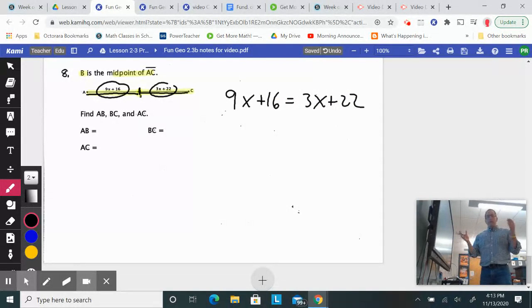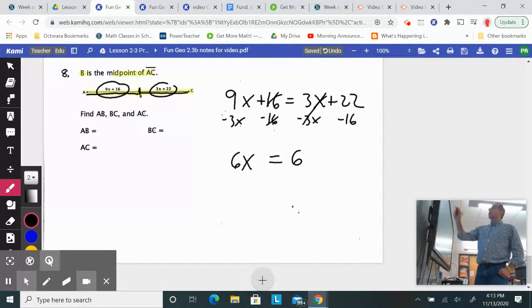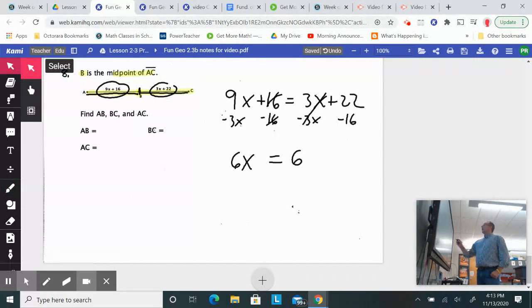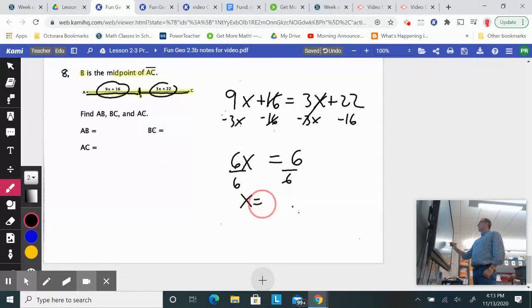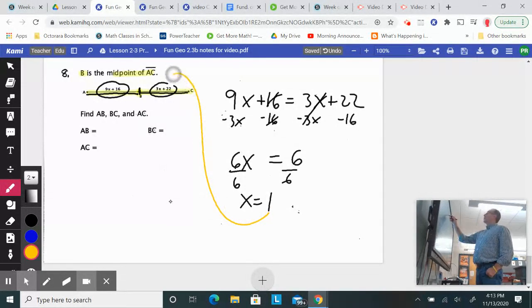Now, once you have your equation set up, you just got to solve it. So hopefully you see what I did. I just subtracted 3x from both sides, and I subtracted 16 from both sides, and ended up with 6x equals 6. And I'll finish that by dividing by 6 on both sides. So what's x? It's 1. What do I do with the 1? I substitute it back in for the x here and the x here.